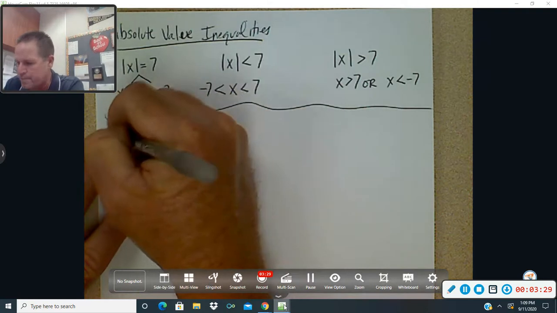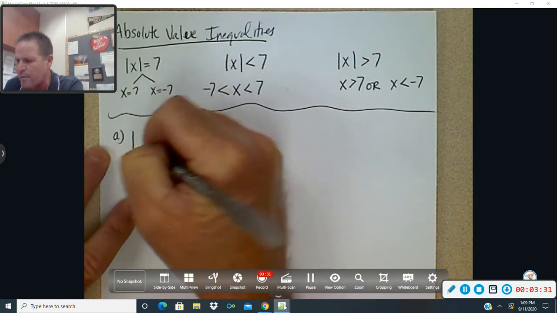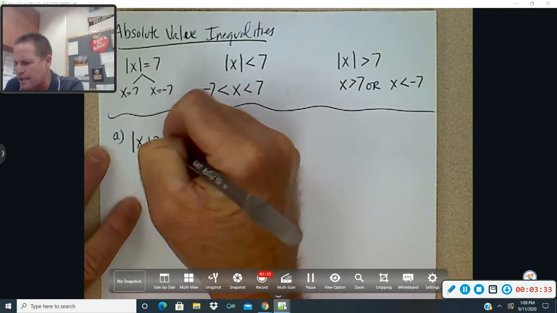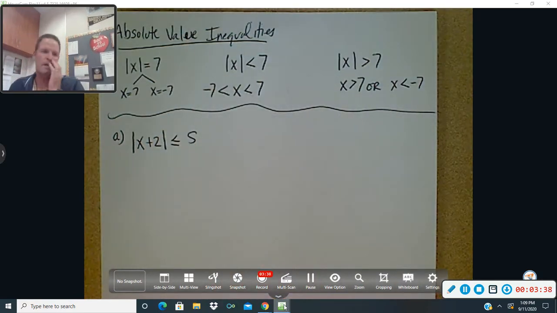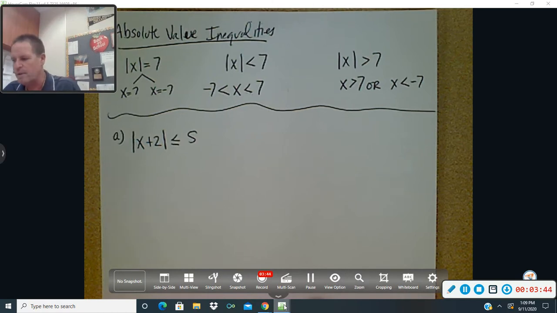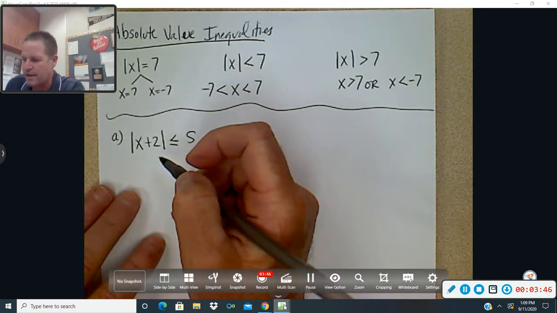Here we go, first one. We want to solve it and we want to graph it. Absolute value of x plus 2 is less than or equal to 5. Again, the questions are pretty simple looking, but knowing how to do it, that's the key. Practice with me, you've got a chance. Don't practice, I don't think you have a chance at all.